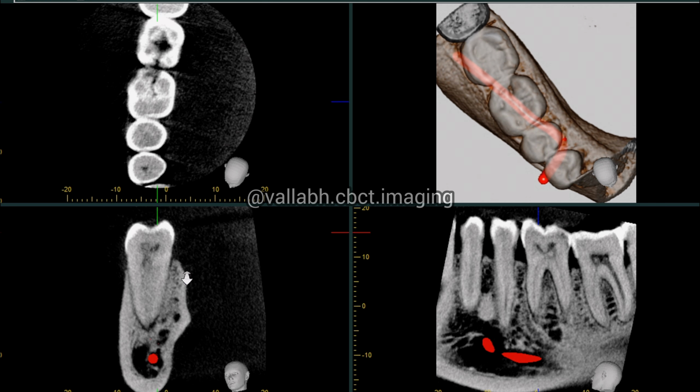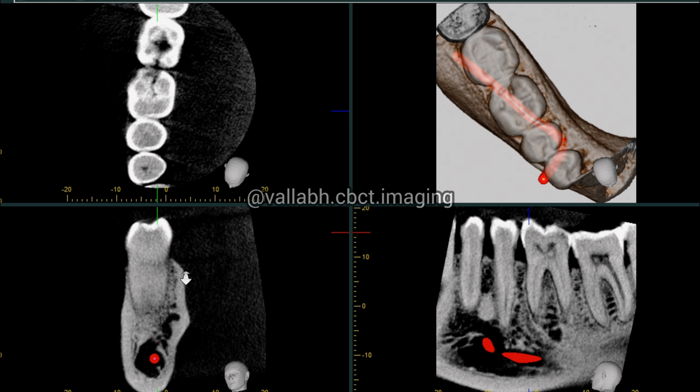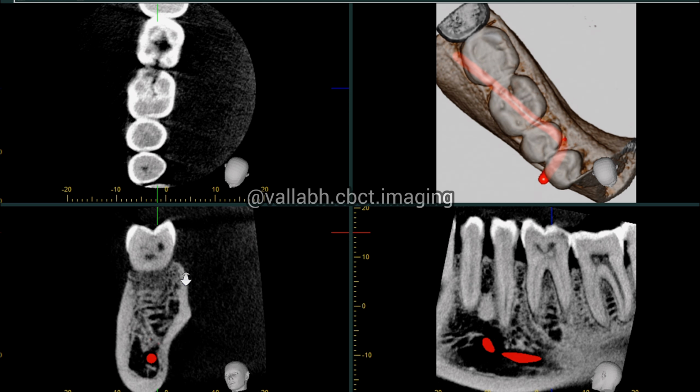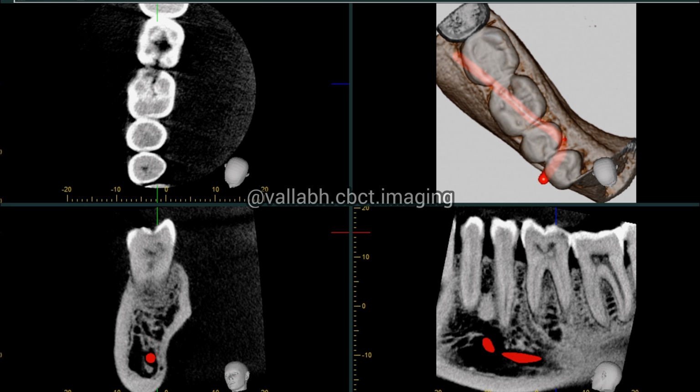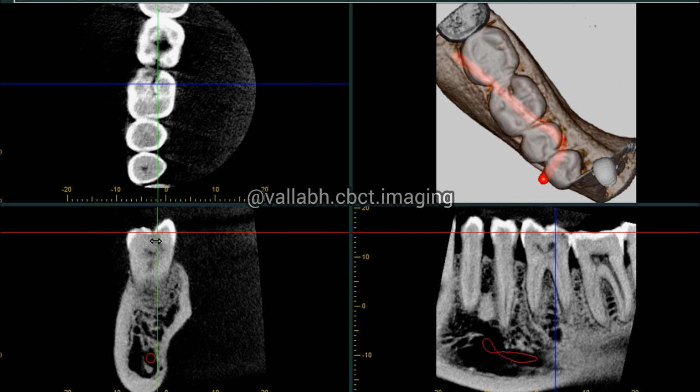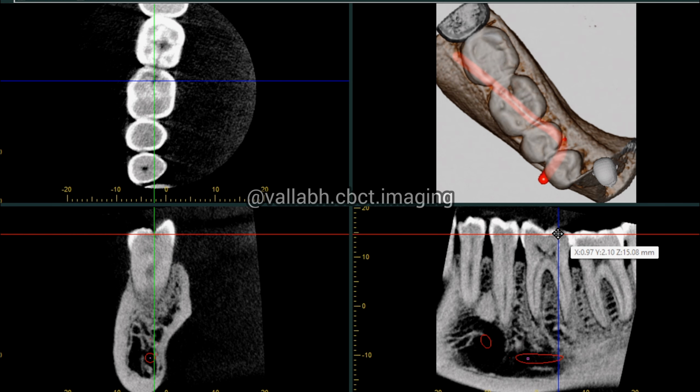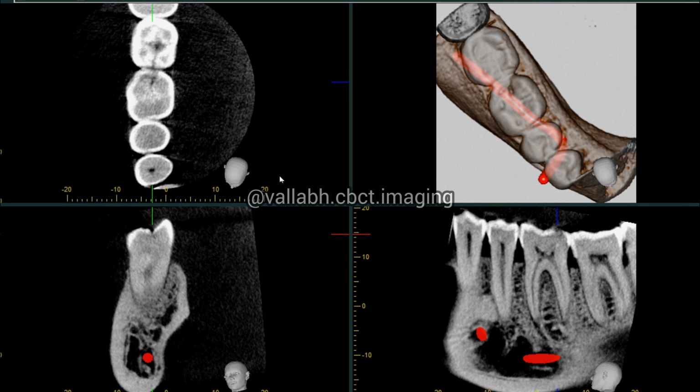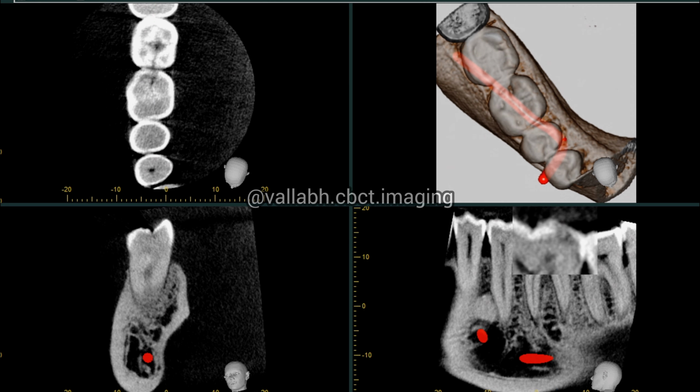As we go towards the distal aspect of the tooth, we could see some kind of radiolucency over here again on the occlusal cusp aspect. So not the cusp, sorry, the occlusal fissure aspect. Similarly, we just mark the line over here and check on the distal aspect of the tooth. So we could see some kind of radiolucency on the distal aspect of the tooth.